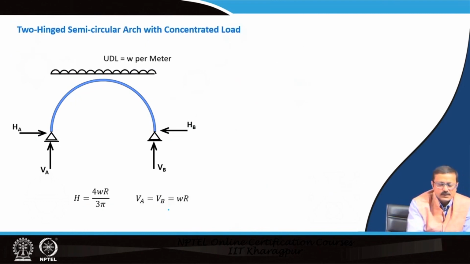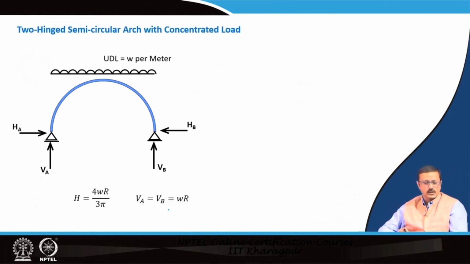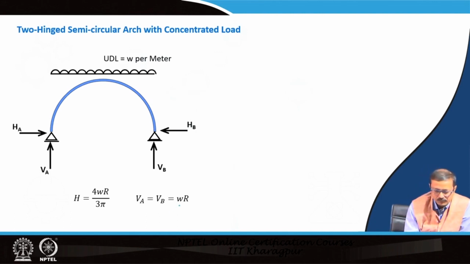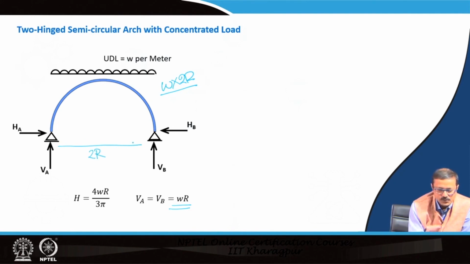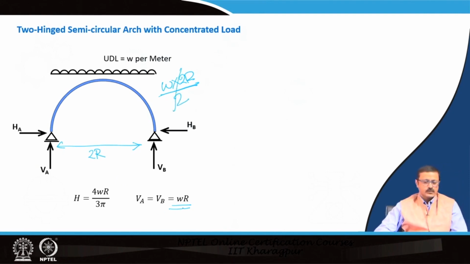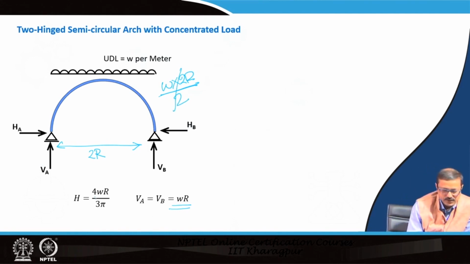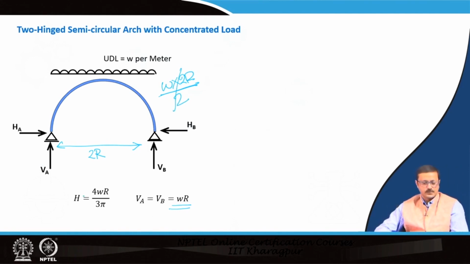But now, if I have the UDL, the uniform distributed load over the arch, then this will be the total amount of reaction, because the total load will be W into 2R, since the total length is the diameter 2R. So, the total load is W into 2R and each reaction will be just half of that. So, this is W into R. Whereas, the horizontal reaction will be 4 W R by 3 pi, which again is beyond our scope, as it requires some kind of integral equations and all. So, that is beyond our scope.